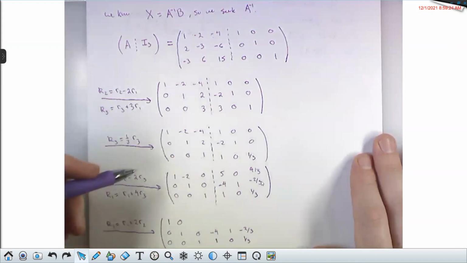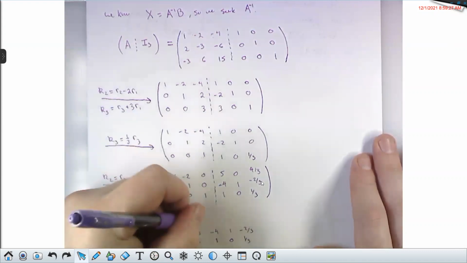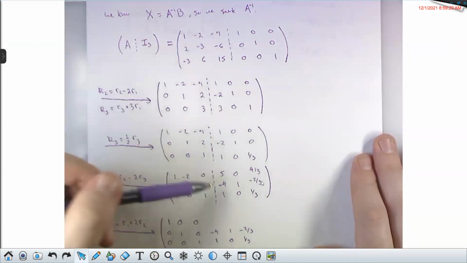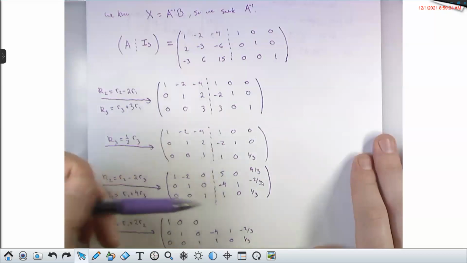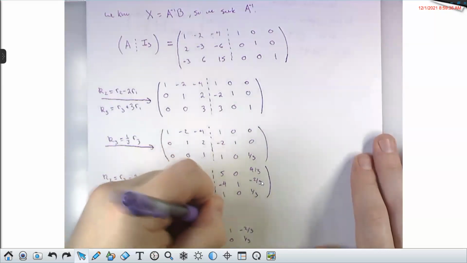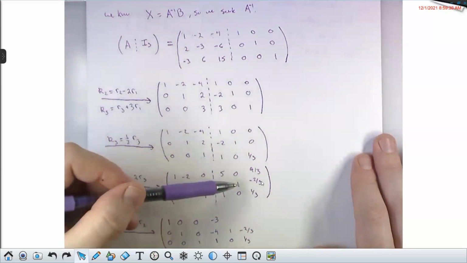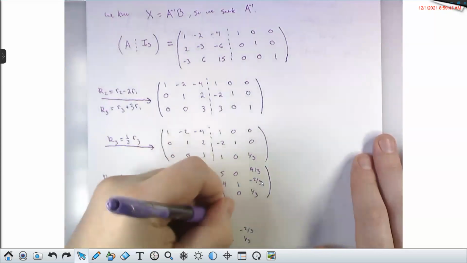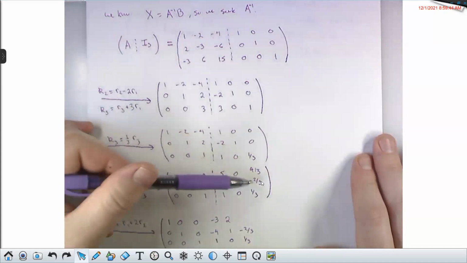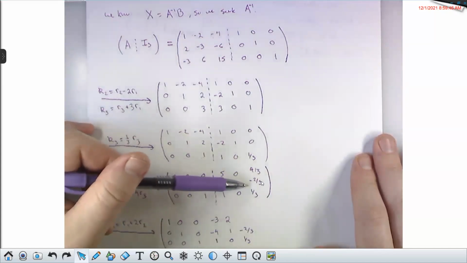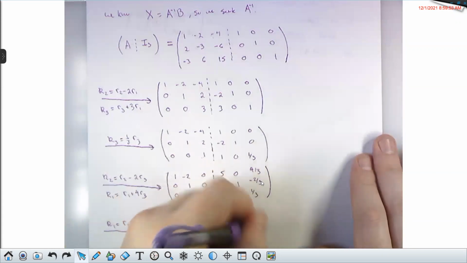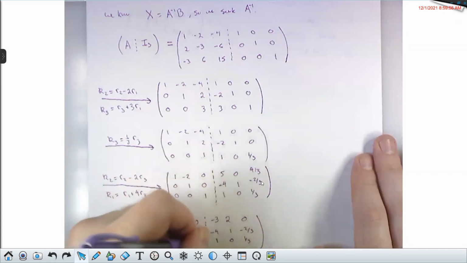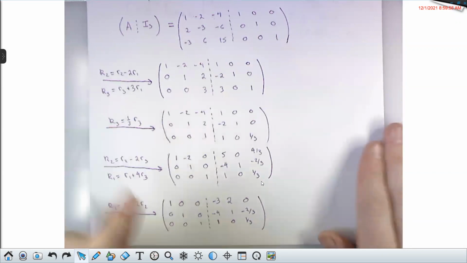That's what we were doing. 2 times 0 is 0, plus 0 is still 0. 2 times -4 is -8, plus 5 is -3. 2 times 1 is 2, plus 0 is 2. And 2 times -2/3, oh, interesting, is -4/3. When you add that to +4/3, you get 0 up here. Wasn't expecting that. But now we are done.